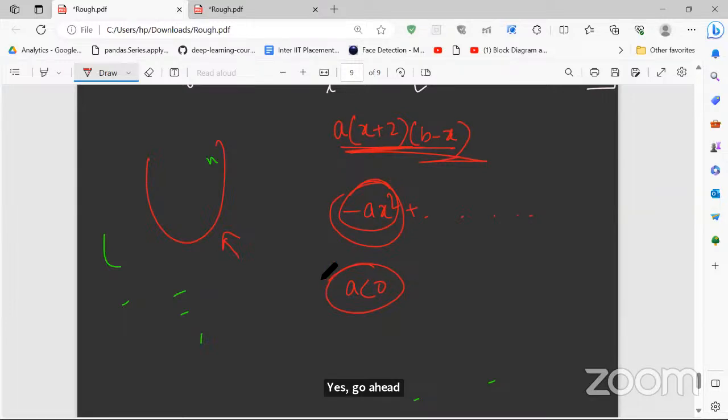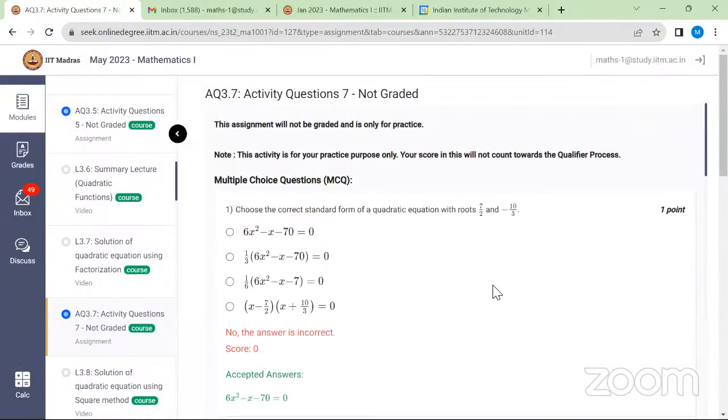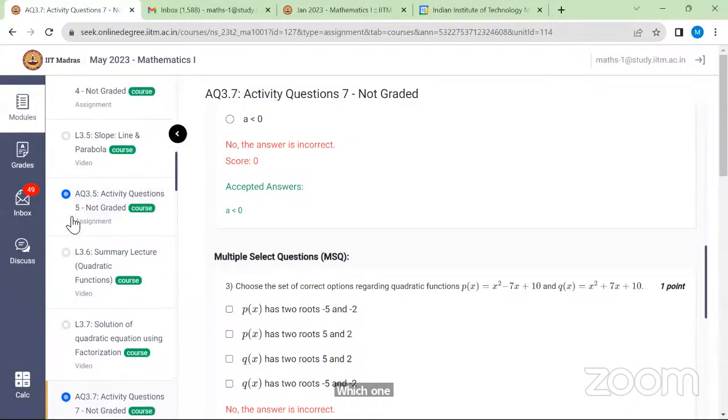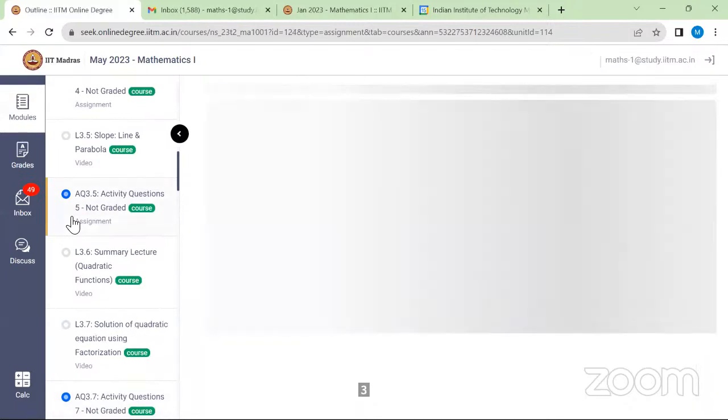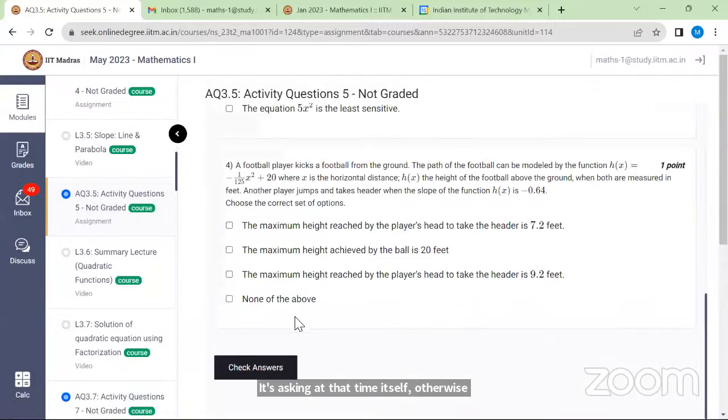From the last activity, the last question, x value will be 40. Then can you explain the next step again? Which one? 3.5. You should be asking at that time itself. Otherwise, again, I'll be going back. Okay, the last question.